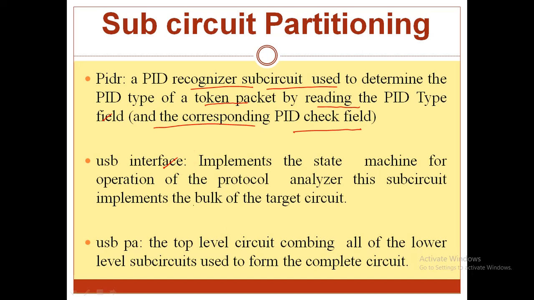USB interface implements the state machines for the operation of the protocol analyzer. This subcircuit implements the bulk of the target circuit. The basic advantage of the USB interface is that it implements the state machine for the operation of the protocol analyzer. This complete circuit is the bulk circuit actually.